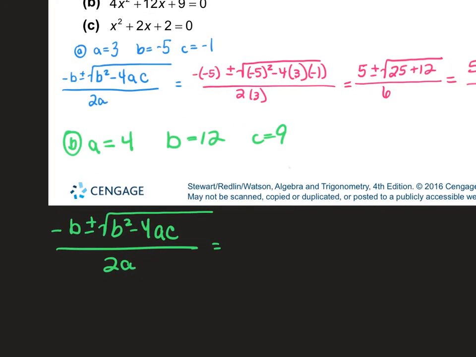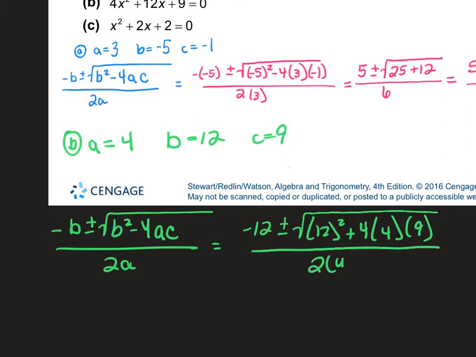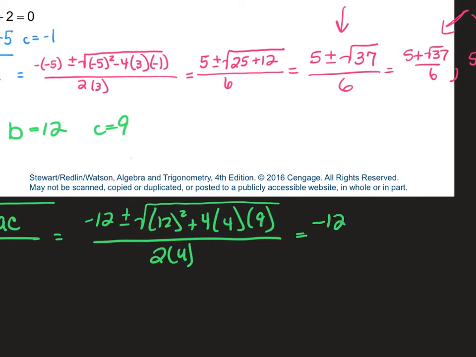And now we fill in. So I have negative 12 plus or minus the square root of 12 squared, minus, 4 times a is 4, c is 9, all over 2 times 4. Make sure everything's filled in correctly. Make sure you don't miss any signs or anything. And now we're going to simplify. So I have negative 12 plus or minus. What is 12 squared? 144. 144 minus, there should be a minus in here.